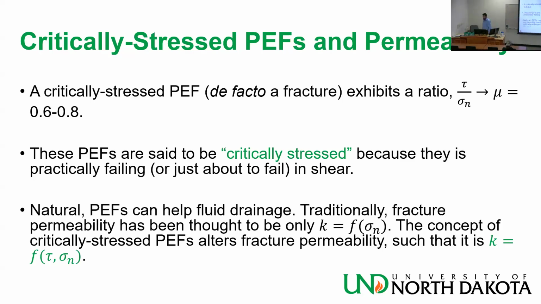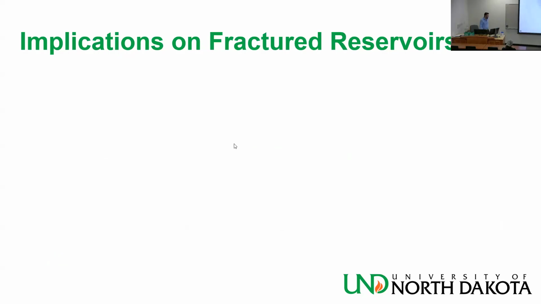The concept of critically stressed PEFs, or the critically stressed faulting hypothesis, which is not new, but is not old at all, I think it's from the 80s, alters fracture permeability such that it is now proportional to both tau and the normal stress sigma. So it's not just the normal stress that is being affected, it's also the tau. Also, you need to take into account if the fault slips, it's going to impact the permeability, right?